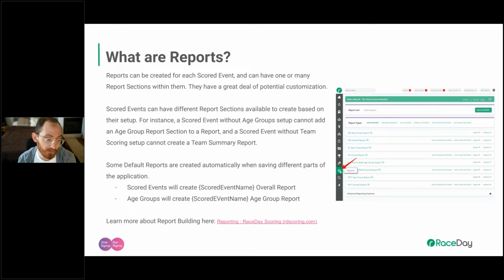So some default reports are created automatically when saving different parts of the application. Scored events, when you save that screen, it will create a scored event name overall report, like 5K run overall report. And an age groups report will be created when you save age groups for the 5K. So it'll say 5K age group report. So we just build these for you as a way to make it a little bit easier so you know what's available to you. But you can always build your own reports or customize the existing ones.